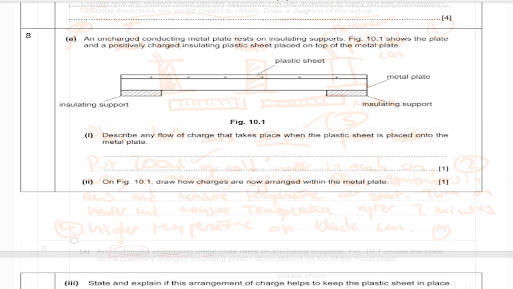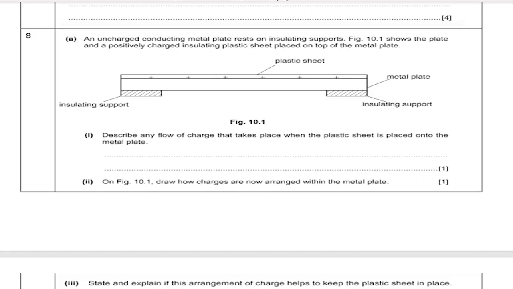Thank you. Okay, question 8. So we've got an uncharged conducting metal plate resting on insulating supports. Figure 10.1 shows the plate and a positively charged insulating plastic sheet placed on top of the metal plate. And you're asked to describe any flow of charge that takes place when the plastic sheet is placed on top. So, in the metal plate, electrons are free to move.